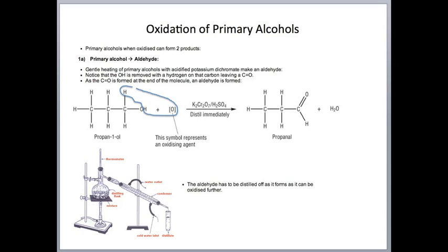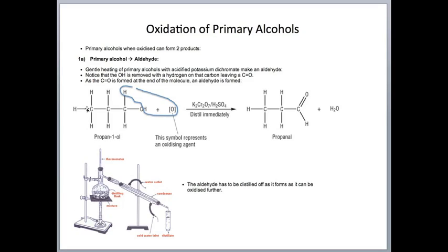Let's first look at oxidation of primary alcohols. Primary alcohols can form 2 products. Let's first consider the first stage. In the first step, a primary alcohol will oxidize to an aldehyde. First of all, we need to gently heat the primary alcohol with acidified potassium dichromate to make an aldehyde.